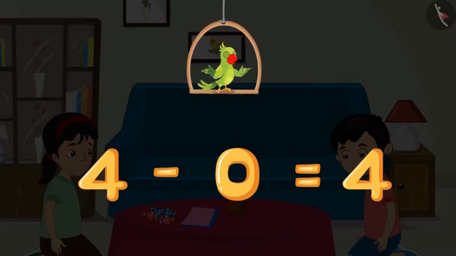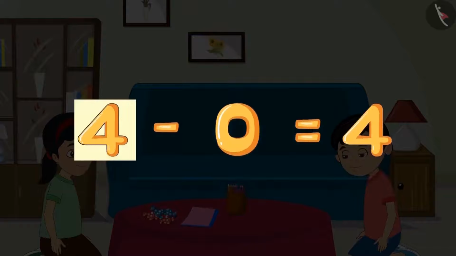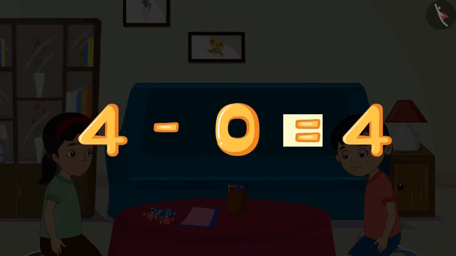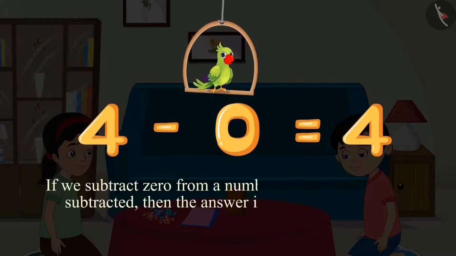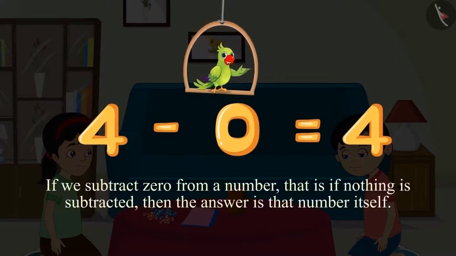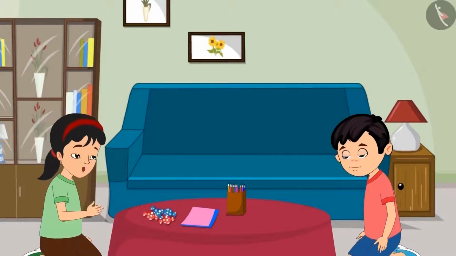The answer will be 4. You also got the same answer, right? Very good. This means 4 minus 0 equals 4. If we subtract 0 from a number, that is, if nothing is subtracted, then the answer is that number itself. Did you understand? Okay, now I will make a birthday card for Aarti.